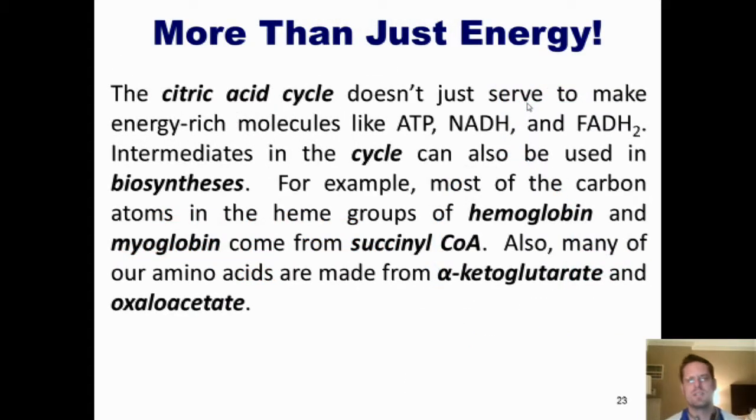The citric acid cycle doesn't just serve to make energy-rich molecules like ATP, NADH, and FADH2. Intermediates in the cycle can also be used in biosyntheses. For example, most of the carbon atoms in the heme groups of hemoglobin and myoglobin come from succinyl-CoA. Also, many of our amino acids are made from alpha-ketoglutarate and oxaloacetate.